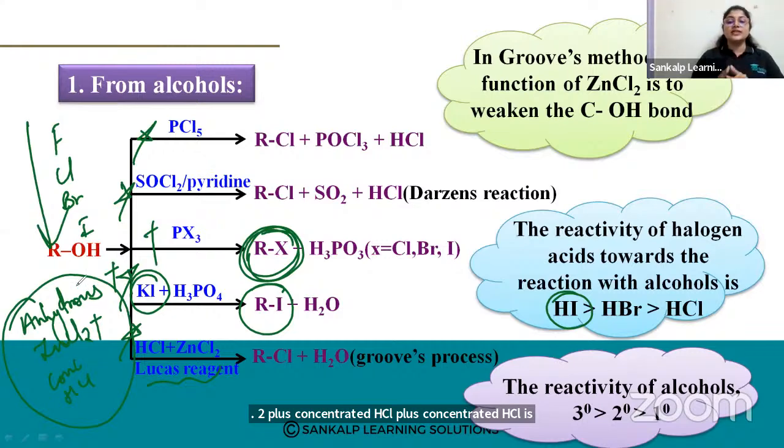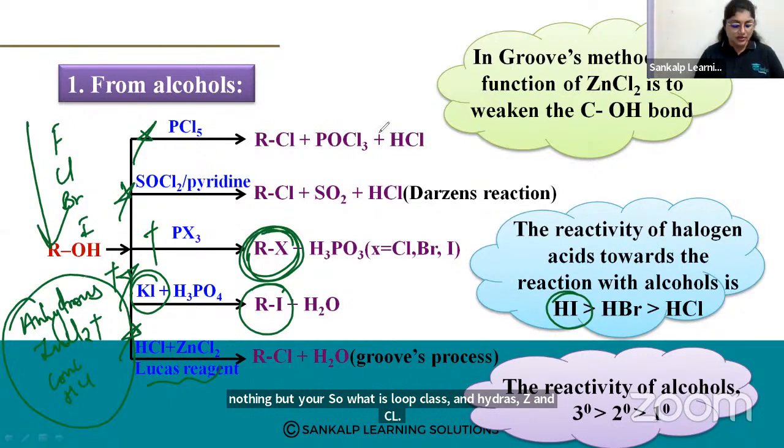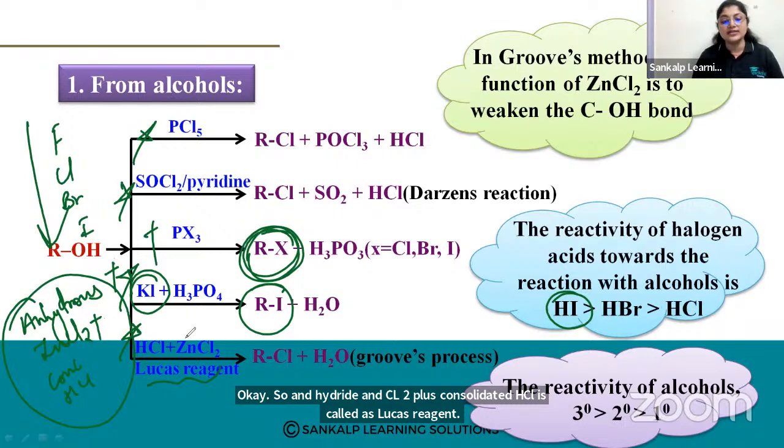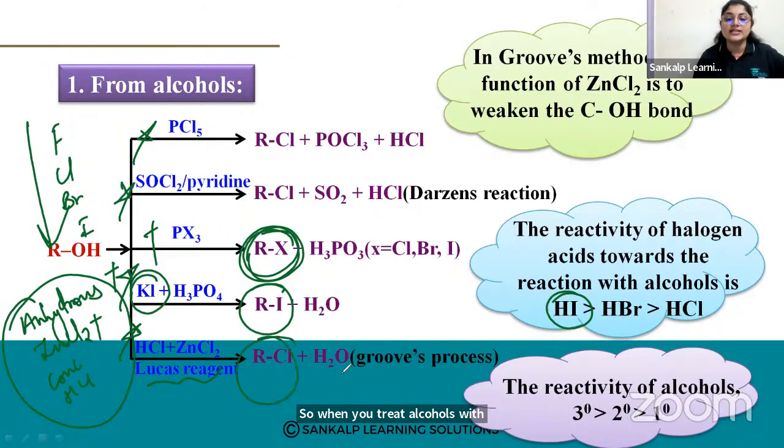Anhydrous ZnCl2 means there is no water contained. So anhydrous ZnCl2 plus concentrated HCl is called Lucas reagent. When you treat alcohols with Lucas reagent, you obtain chloroalkanes plus water. Another important name reaction is Groove's process.